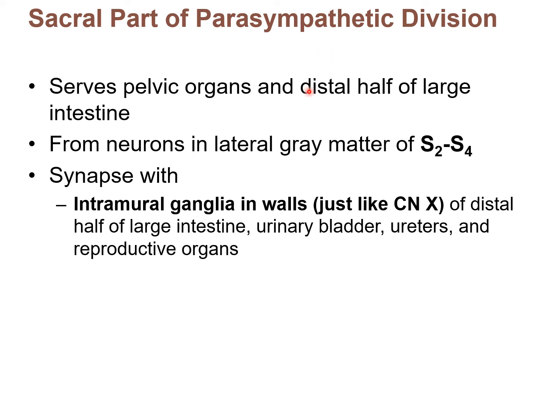Well, the sacral part of the parasympathetic division uses these spinal nerves, S2 to S4. Remember, spinal nerves: there's 8 cervical, 12 thoracic, 5 lumbar. But when we get to the sacral division, the parasympathetic only uses S2 to S4 out of all of your spinal nerves, just those 3, S2, S3, and S4. And these are preganglionic neurons. They'll synapse at a ganglia, and the ganglia is the intramural ganglia, just like cranial nerve 10.